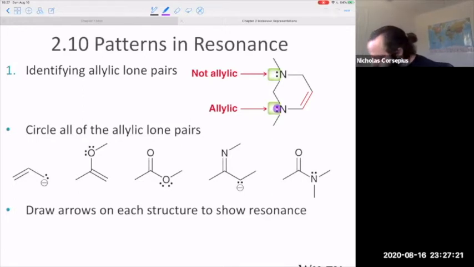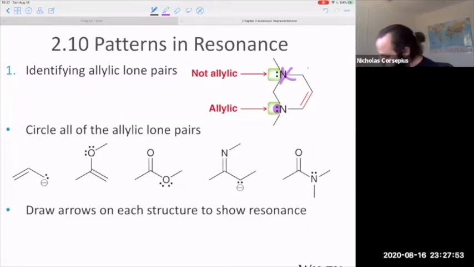So this is when the lone pair is located on an atom that's bound to that vinyl carbon. Okay, so this nitrogen is in this allylic position. Its lone pair is in this allylic position. This is a way to spot a structure or a molecule that has resonance, right? If you find a pair of electrons, a lone pair located in the allylic position. Notice that this nitrogen is not. It will not have resonance associated with it. It's just too far away.